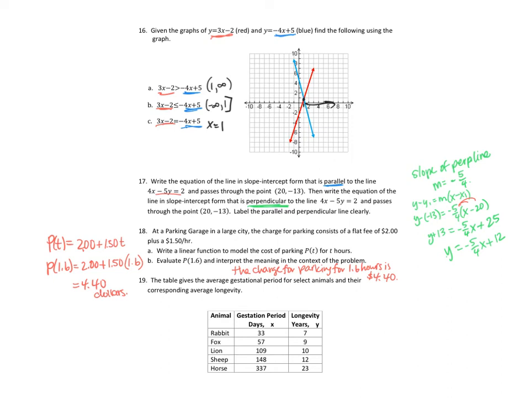And there we go. Number 19 says the table gives the average gestational period for select animals. That's how long they're pregnant, I guess. The poor horse. Okay, so the table. So let's see here. What's the question? Is there a question there?